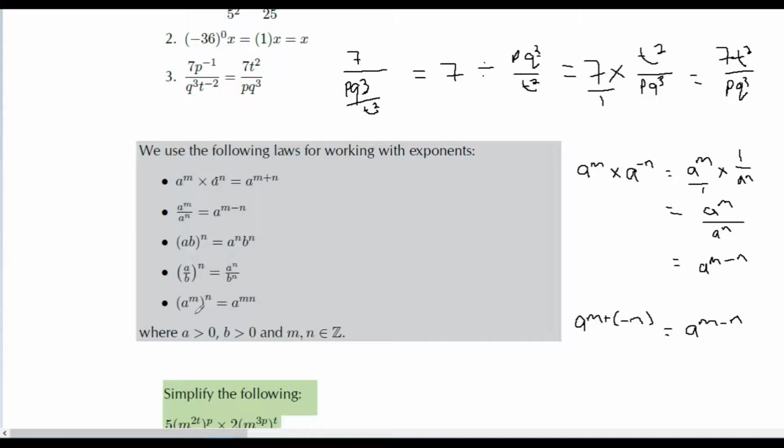And then this last one: we have an exponent on the outside, but our term on the inside also has an exponent. In this case we multiply the exponents. This is the only case where we multiply exponents together. When there's no bracket involved, it's always just adding or subtracting. Alright, and for all these terms, a is positive, or more than 0, p is more than 0, and m and n are integers, right?